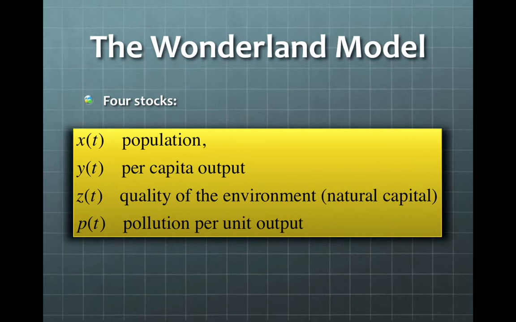Okay. Now the Wonderland model has four stocks. It has a population stock that interacts with a per capita output, which is essentially an economic output per person, Y of t. And these interact with a variable used to reflect the natural capital, Z of t, or quality of the environment. And pollution is generated when items get produced, so there's a pollution per unit output that's generated. So we have our four stocks, X, Y, Z, and P, all functions of time.